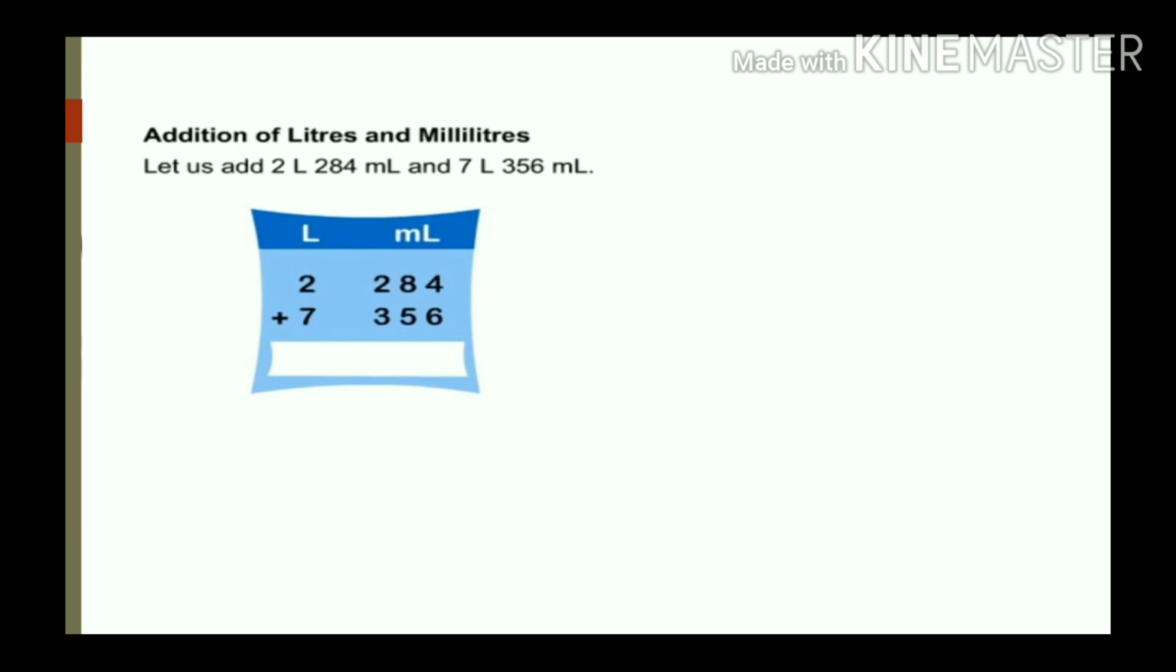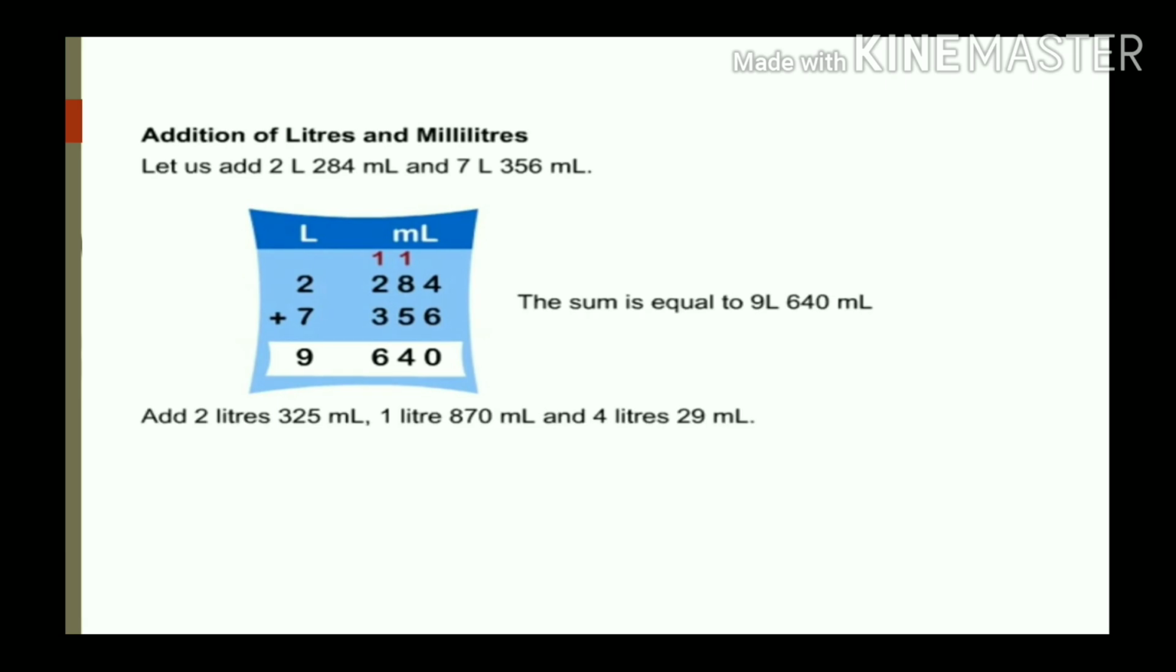So after arranging, we have to start adding with smaller unit, means milliliter part. So after adding 284 and 356, we get 640. Now we have to add liter column. So after adding 2 plus 7, we get 9. Therefore, the sum is equal to 9 liter 640 milliliters.